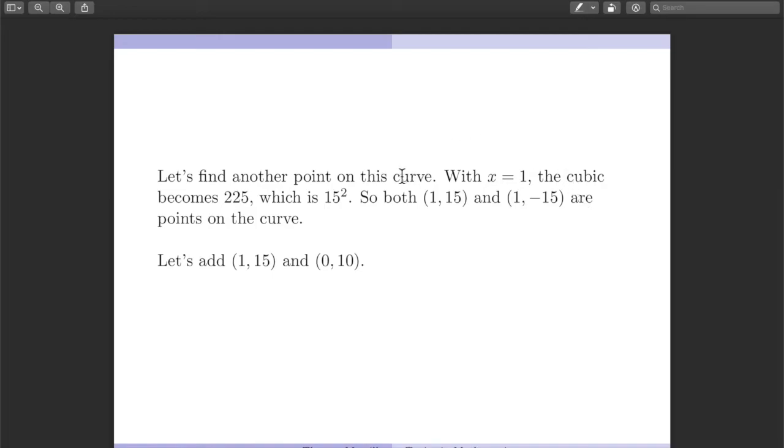Let's do something a little bit more interesting. Let us add 1, 15 and 0, 10. So I have two different points on the elliptic curve, and I want to add them up together.